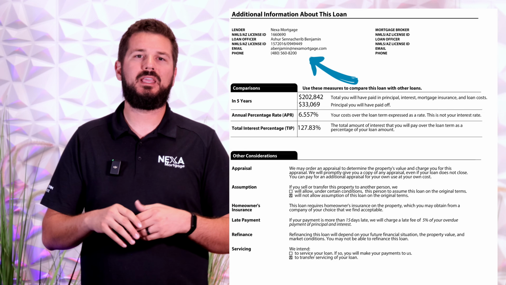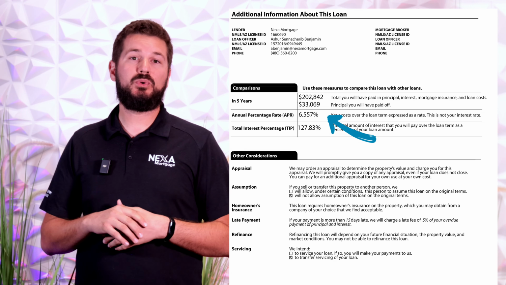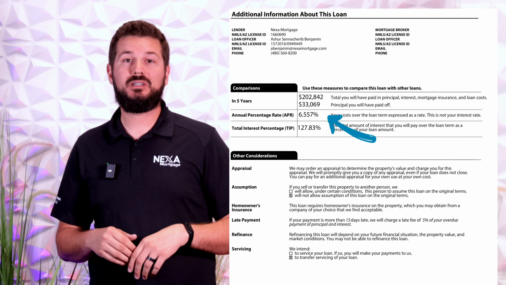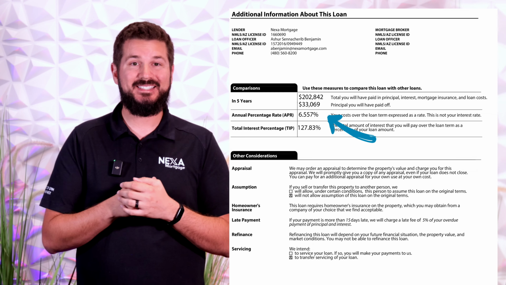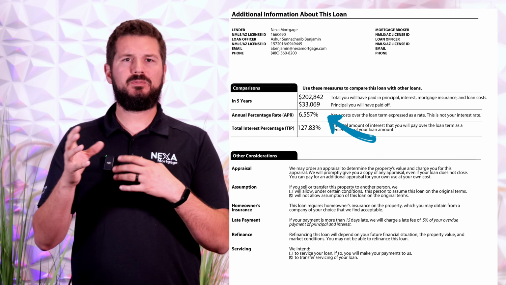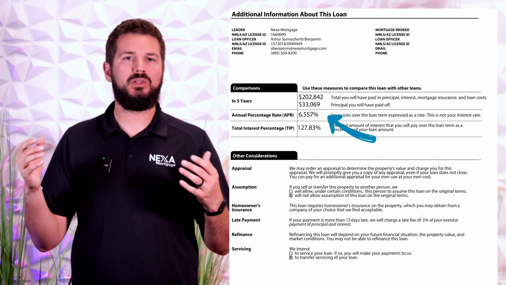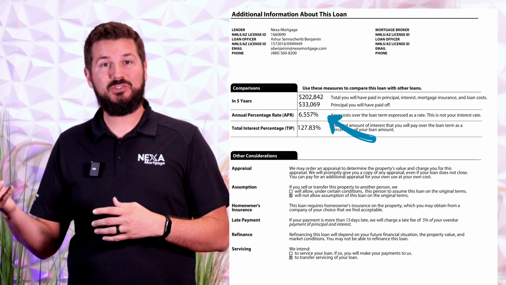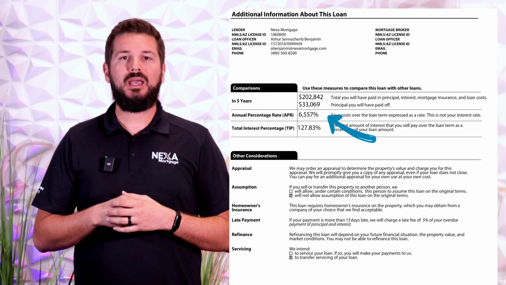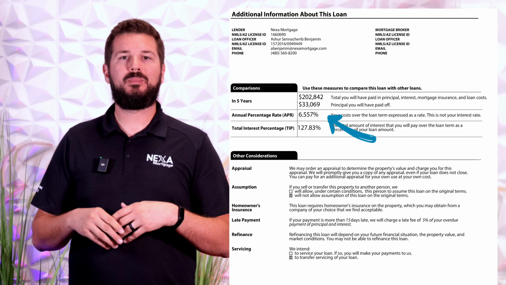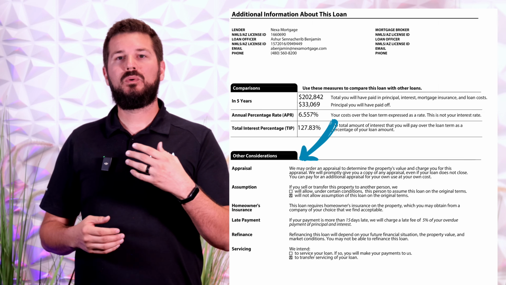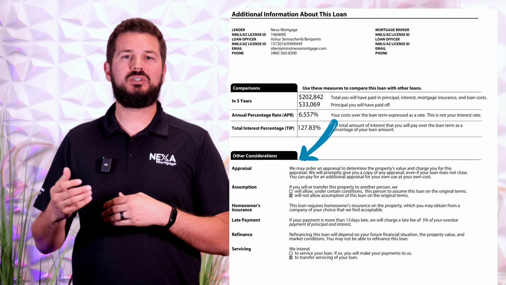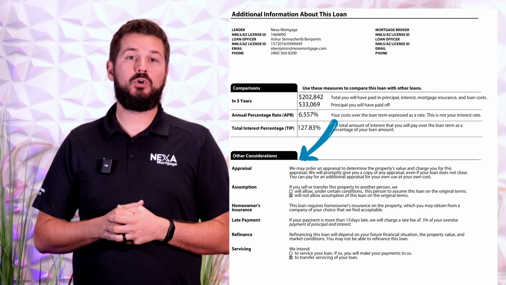So that way you always have the contact information of who you need to reach out to with any questions or clarification. This next section includes the totals you have paid in 5 years, the APR, and the total interest percentage, the TIP, which reflects the total amount of interest you'll pay over the loan term as a percentage of your loan amount. It'll tell you if you're paying more in interest through the life of the loan or not. And then there's other considerations on there about whether your loan can be assumed, whether your loan can be transferred to another servicer, and any requirements for homeowners insurance.